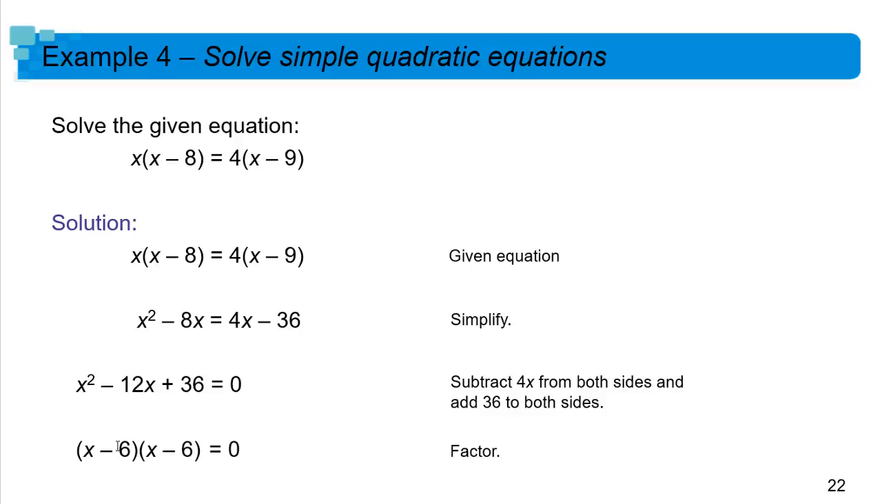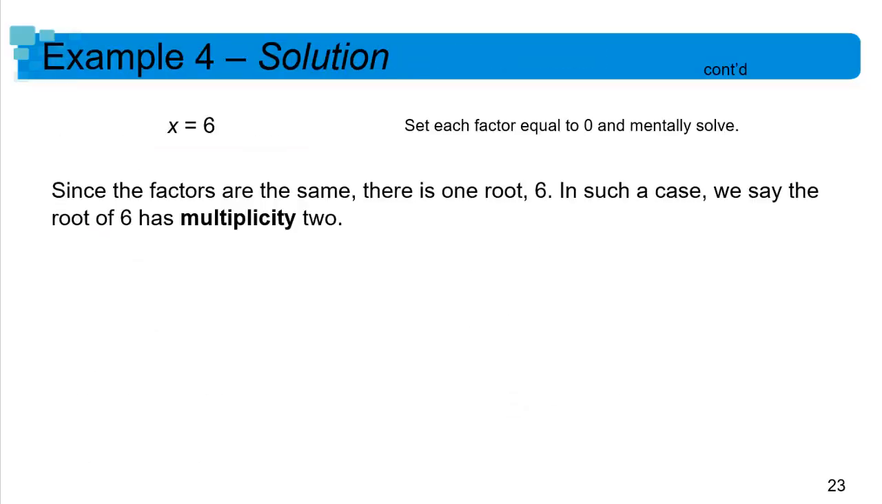So I can try 9 and 4, and that doesn't work, and 12 and 3, and that doesn't work. But 6 and 6, sure enough, gives me 12 in the middle. So I know it factors this way. And then if I was solving for the zeros of this, I set each one of these equal to 0, and that means x minus 6 equals 0, so x equals 6. And then x minus 6 equals 0 gives you x equals 6 again. So the only solution is, now technically that solution has a multiplicity of 2.